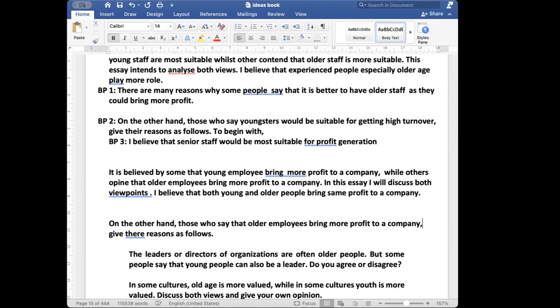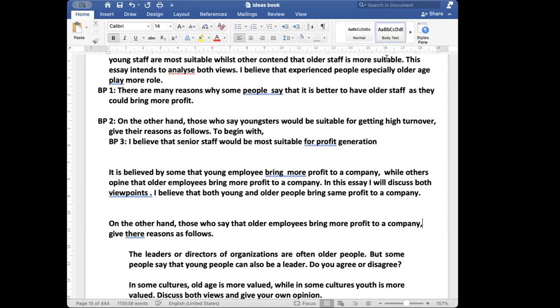Meghna, it is believed by, I'm giving feedback in the chat box. I hope you can all see the chat box. It is believed by some that young people bring additional profit. Not additional, dear, more. While others, put a comma before while, Meghna. While others say that older people bring a large number of profits. No, don't make profits a number. Bring more profit. In this essay, I'll discuss both viewpoints. I believe that youngsters are better for the economic growth of any company, instead of to earn profits. I think youngsters are better for the economic growth.